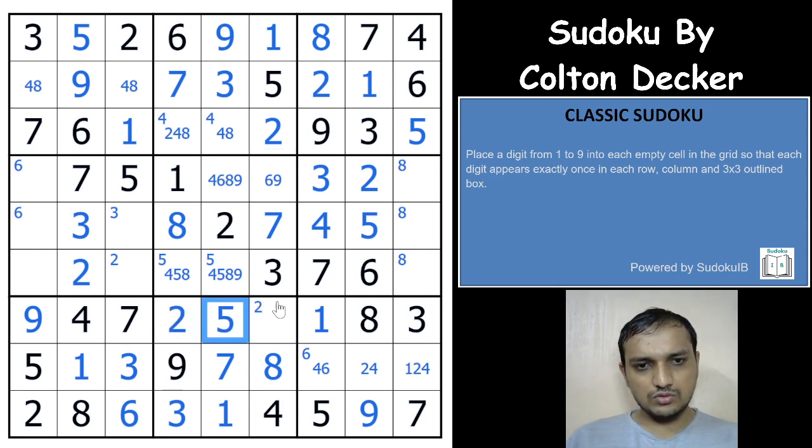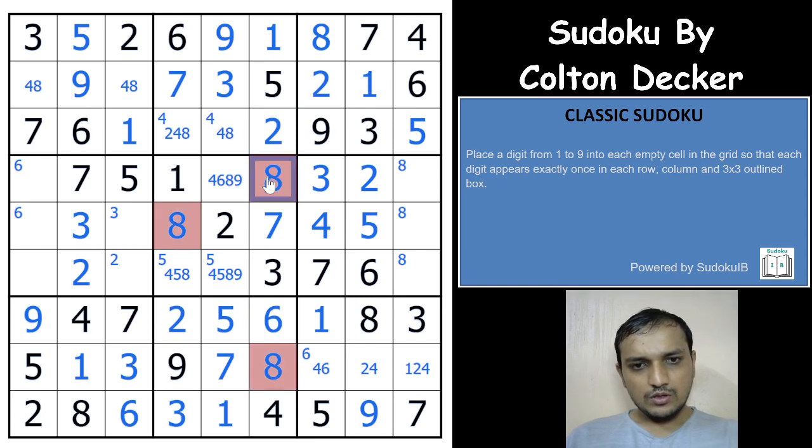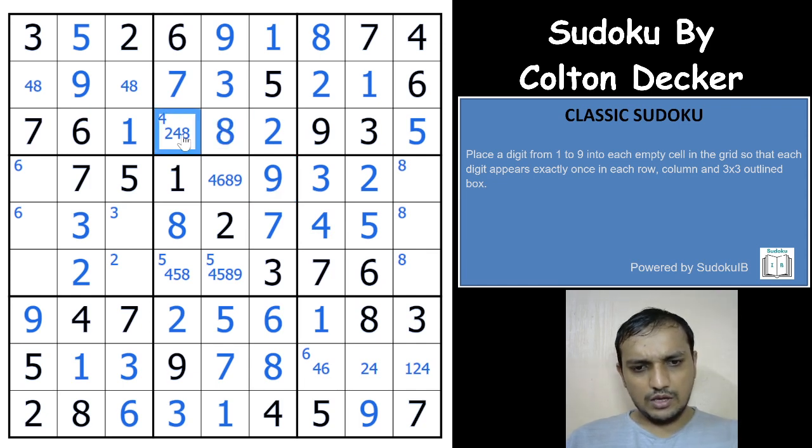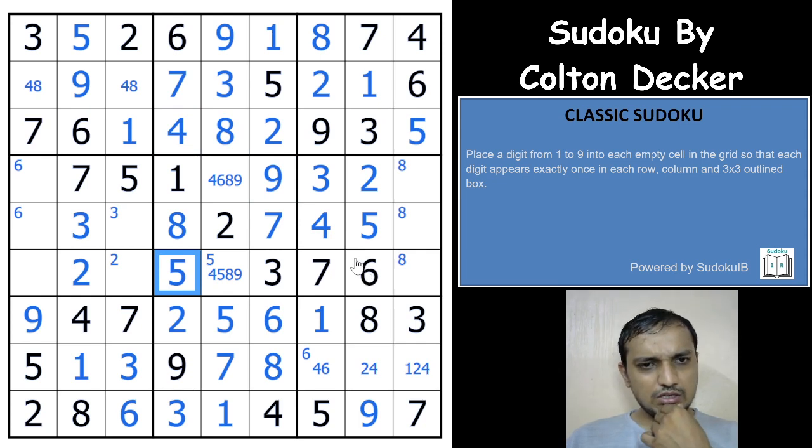5 and 6. So this is 5, this is 6. Yeah, I think we are able to complete this Sudoku, right? This would have to be 8, this would have to be 4, this would have to be 5. I don't see anywhere that it's difficult for us to complete this Sudoku.